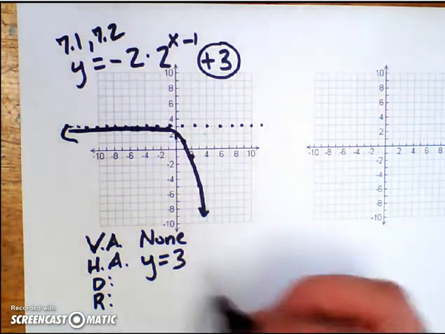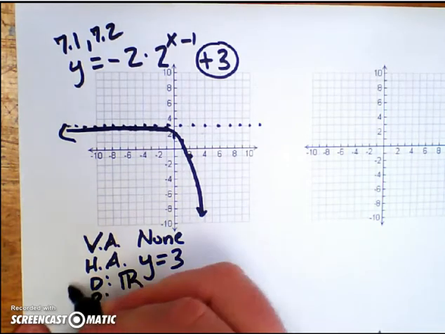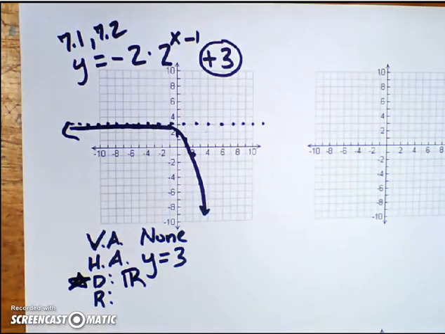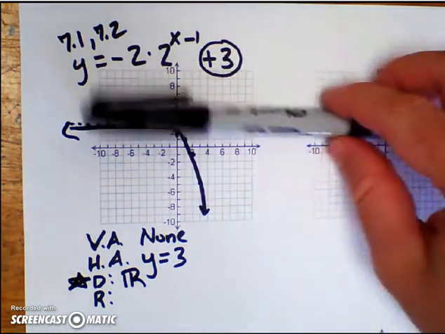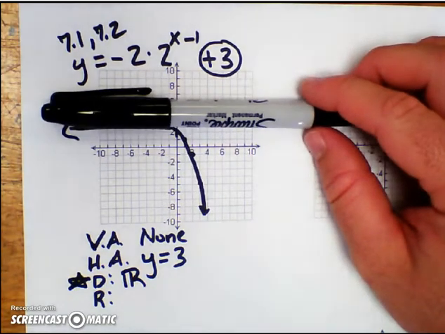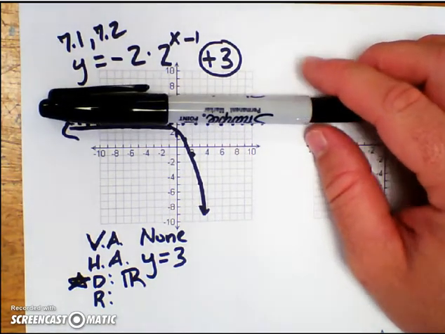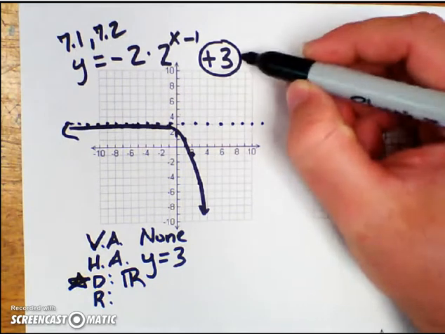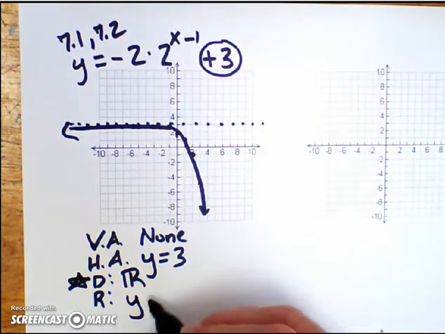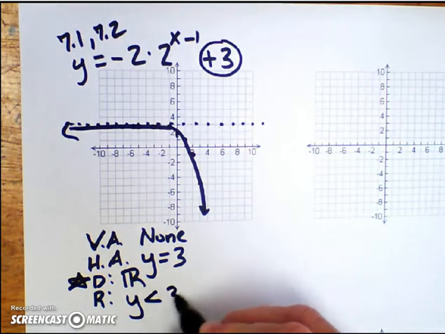Okay, the domain for these are always all real, every time. Put a little star next to it. It goes to the left forever, it goes to the right forever. But my range depends upon this horizontal asymptote. My graph is everything beneath that dotted line. That dotted line is located at 3. So it's all y values that are less than 3.